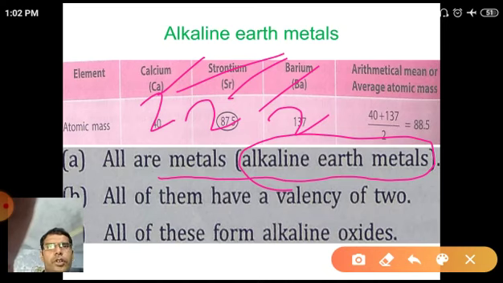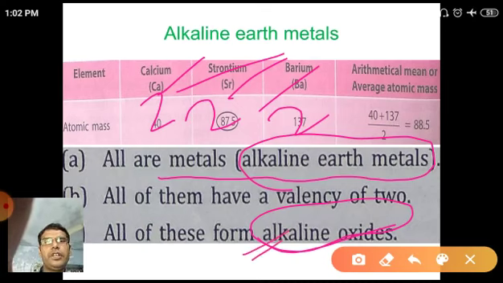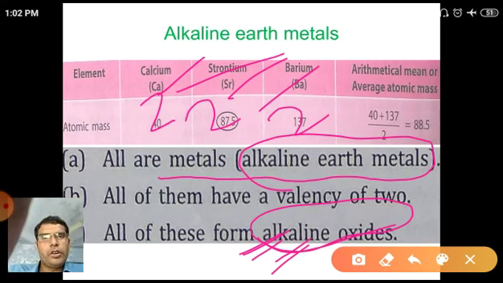All the alkaline earth metals form alkaline oxides, which means their oxides are alkaline in nature. What is an alkali? The bases which dissolve in water are called alkali or alkaline.